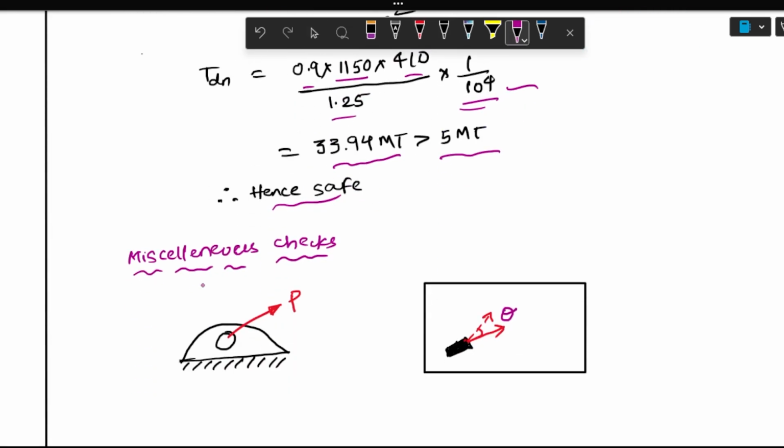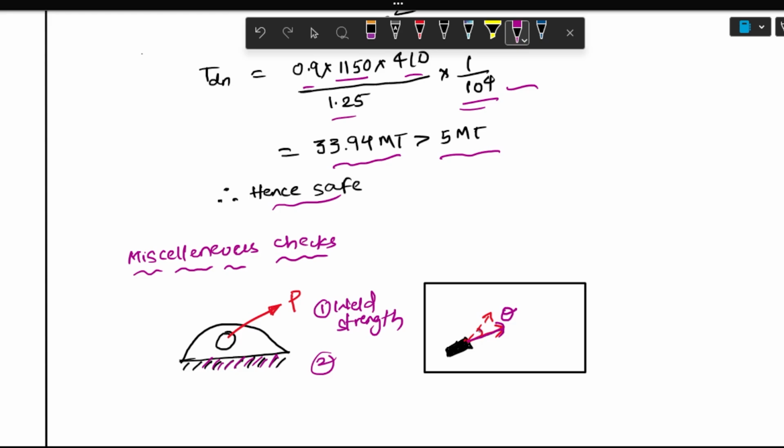Let us consider some miscellaneous checks. For example, if you are welding that lug plate to the container, then you have to check the weld strength so that it can resist the load coming onto the weld. This is one thing you have to check, the weld strength. Here we are assuming that the load is passing exactly through the axis of the lug plate.